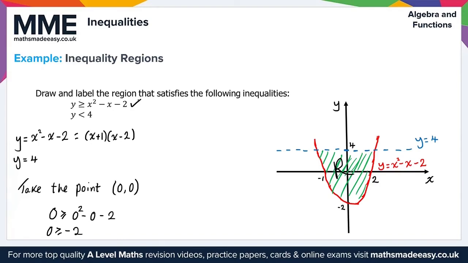All we need to double check now is whether it holds for the second inequality. And clearly here, 0 is less than 4 here. So again, it holds for the second inequality. And in that case, we know that the region that we've shaded is correct. So that gives us the solution there to our example on inequality regions.